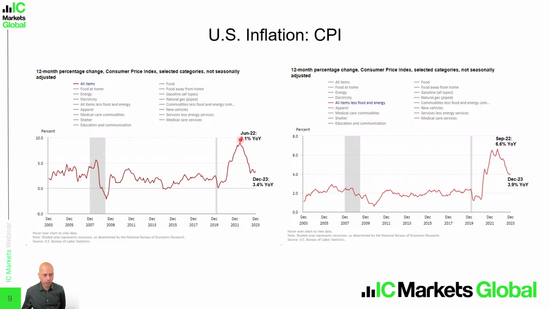We can see that they both peaked in the middle of 2022, roughly. Headline CPI peaked at the end of the second quarter of 2022, and core CPI peaked in the third quarter of 2022, and both have proceeded to retreat quite sharply. So we can see the rate of change for inflation for the headline CPI and core CPI have trended lower, which is good.